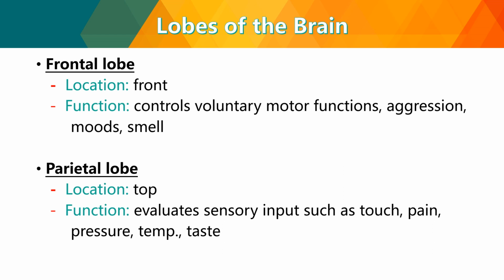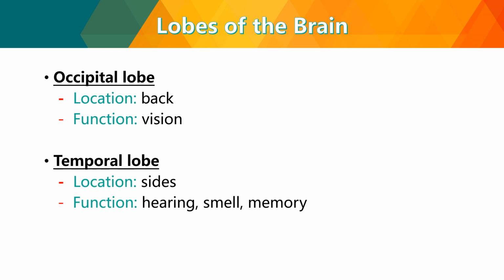So for the lobes of the brain, you have your frontal lobe. The location is, of course, found at the front. Its functions are for voluntary motor functions, aggression, moods, and smell. For the parietal, this is on the top. It evaluates sensory input such as touch, pain, pressure, and temperature or taste. For the occipital or the back, the function is more on the vision.